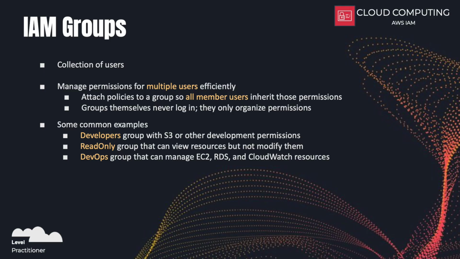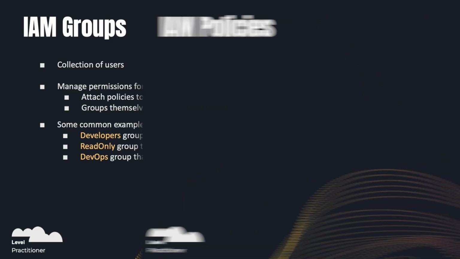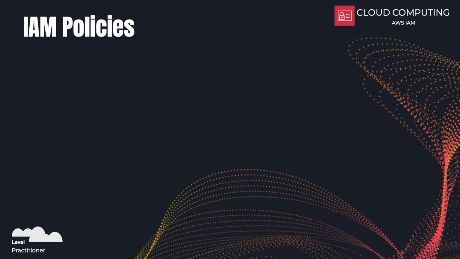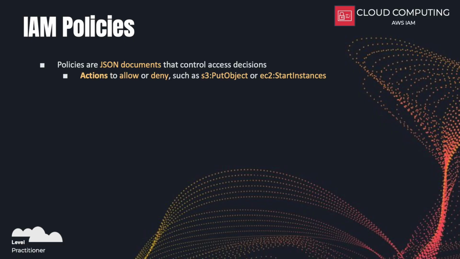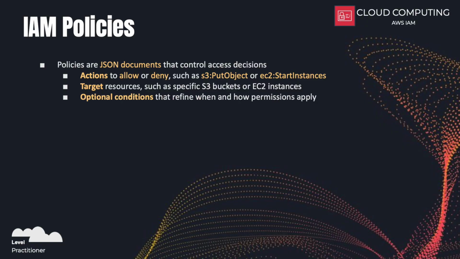Now, let's answer the question of how we actually define permissions. That's where IAM Policies come in. An IAM policy is a JSON document that defines which actions are allowed or denied, on which resources, and optionally under which conditions.